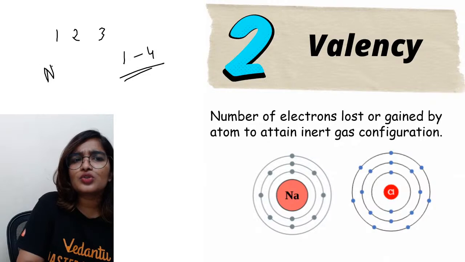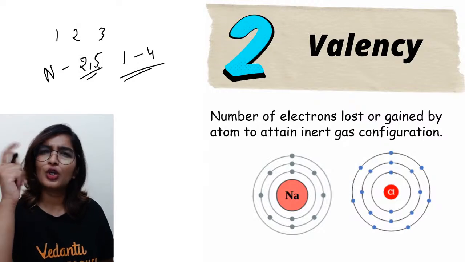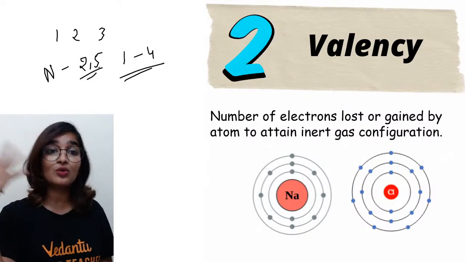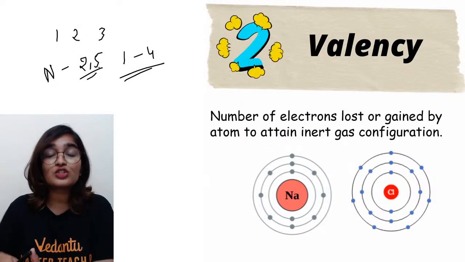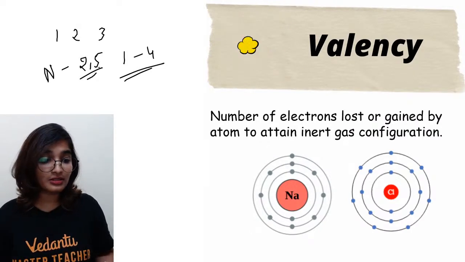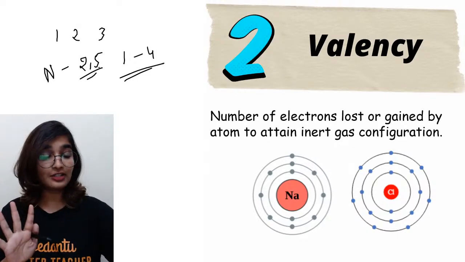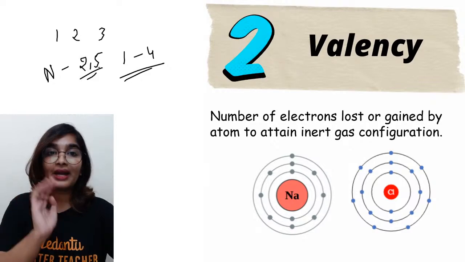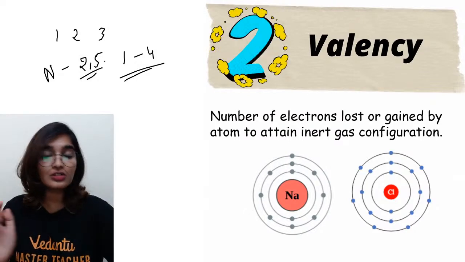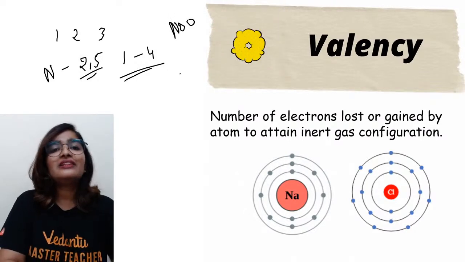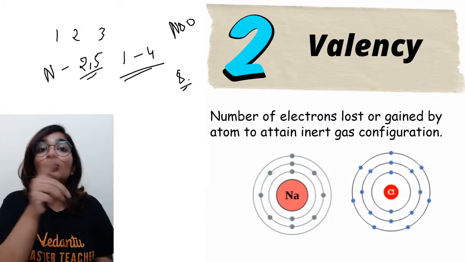But nitrogen's electronic configuration is 2, 5. It has 5 electrons. Do you think it has to gain 5 electrons or lose 5 electrons, children? Let's go with the definition. Do you think nitrogen needs to lose 5 electrons or gain 5 electrons? My question is, the number of valence electrons is 5. Do you think it has to gain 5 electrons or lose 5 electrons? No. It needs 8 electrons. It already has 5. It is in need of 3. So the valency will be 3.